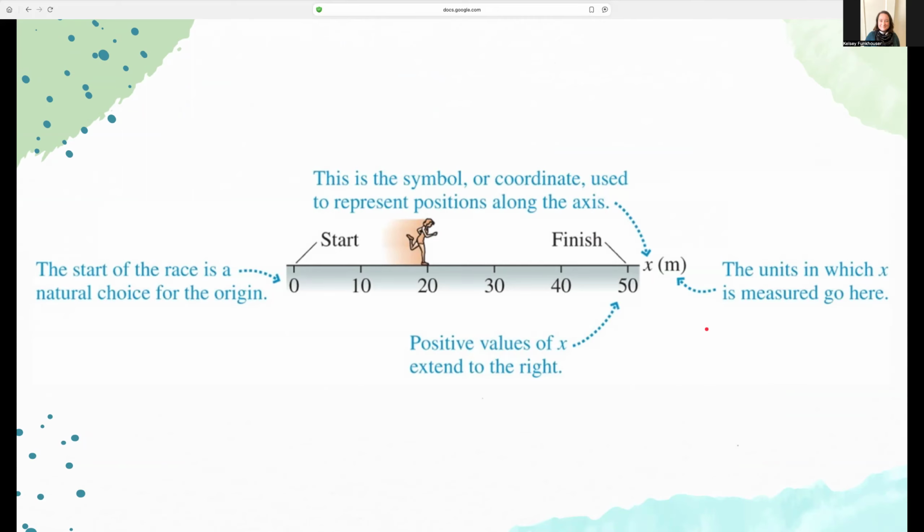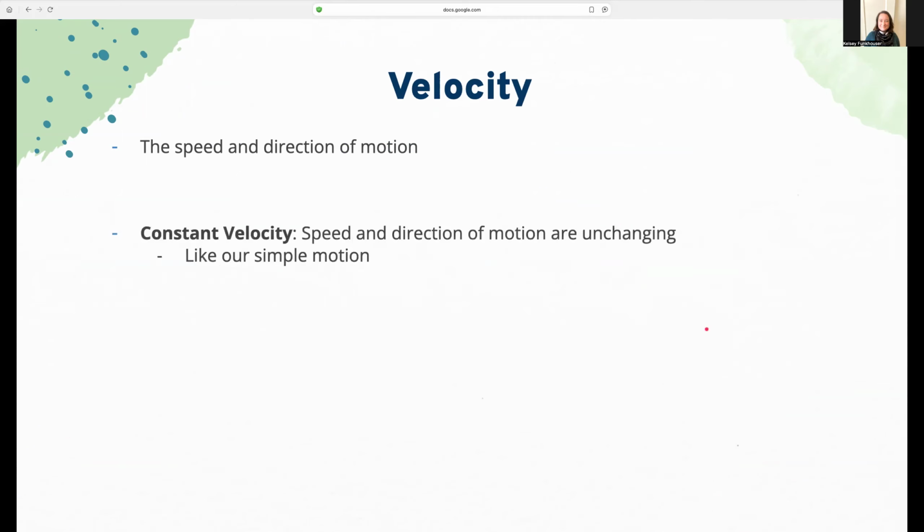Oops, I think this is a repeat slide. Apologies. So yeah, velocity is the speed and direction of the motion. And constant velocity is what happens when speed and direction of motion are unchanging. So if either the speed or direction changes, then the velocity is not constant. It's changing.